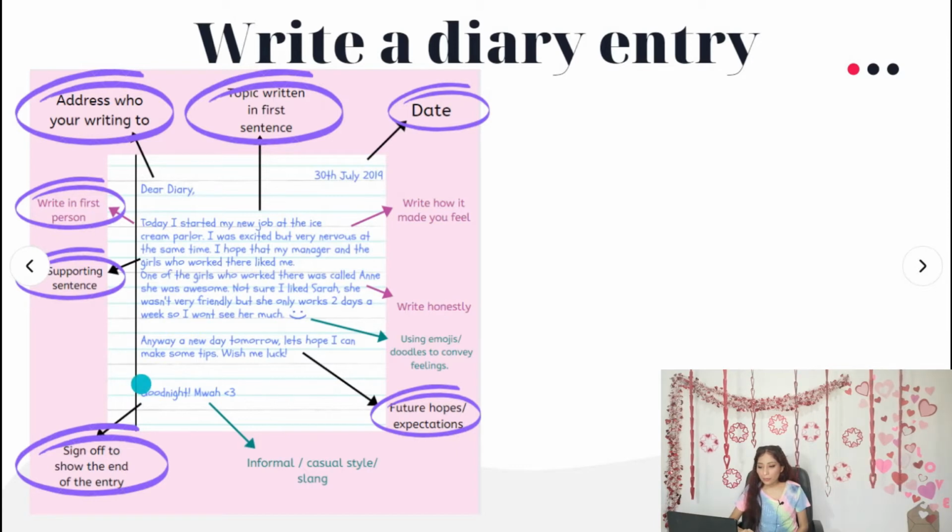Here I have some of the parts from a diary entry, but I circled the ones that I think are the most common or the most important. For example, first of all, I'm going to read the diary.